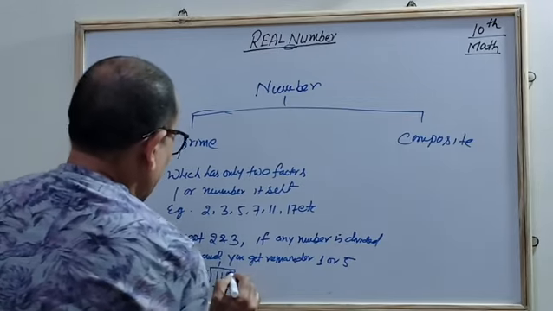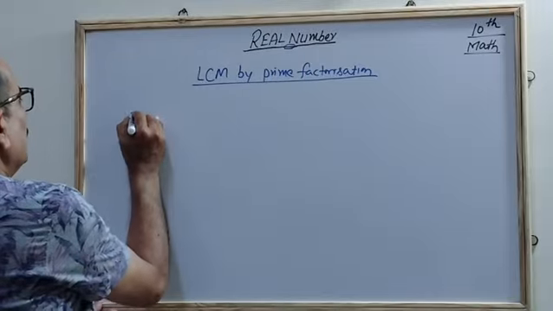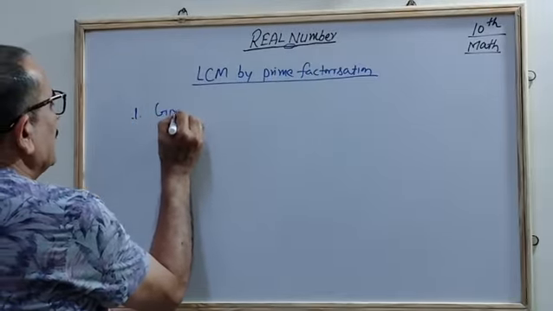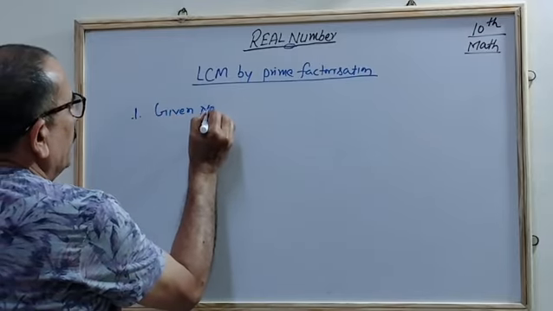The question can be asked on the LCM. You have to find the LCM by prime factorization. Correct? As the question is asked, the first question, what is the given number? The given numbers are 16 and 24. And they ask you to find the LCM by the prime factorization.